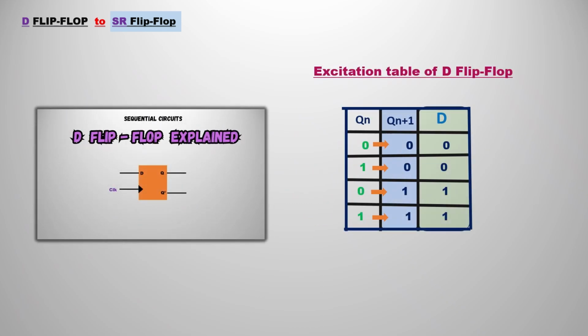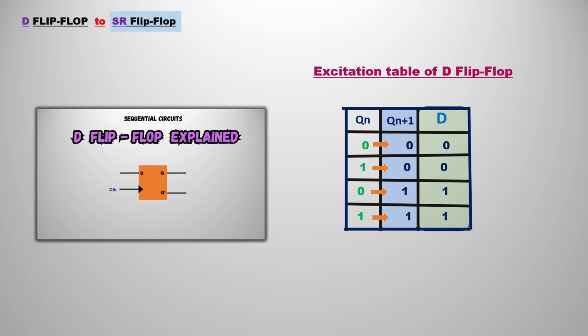So this is the excitation table of the D flip-flop: Qn, Qn plus 1, D. Basically, what is meant by excitation table? For the corresponding output, which input would be there. Simply saying, if the present state is changing to the next state, then for that situation what will be our input? For example, in the first one, 0 is changing to 0, the next state is also 0 and the present state is also 0. In that case, what is D? That is 0 only.